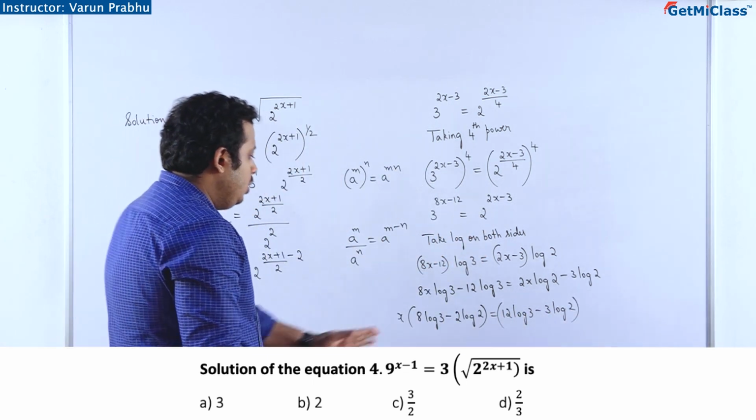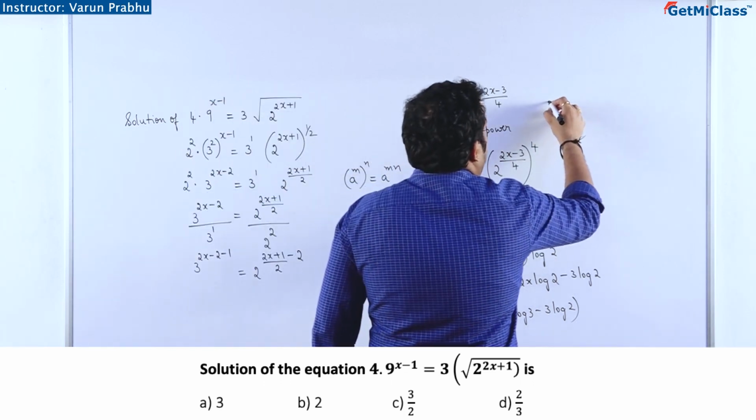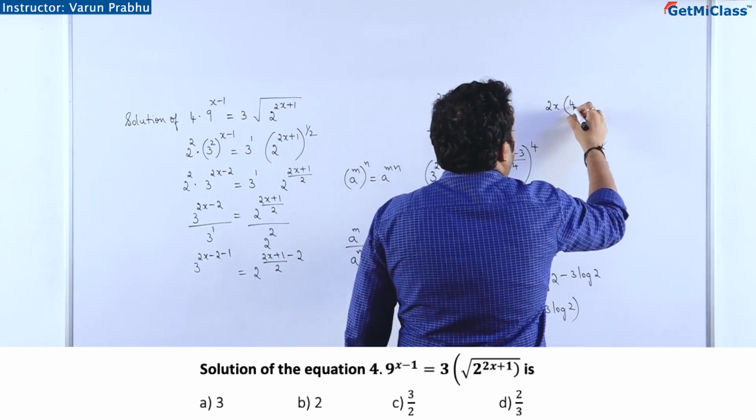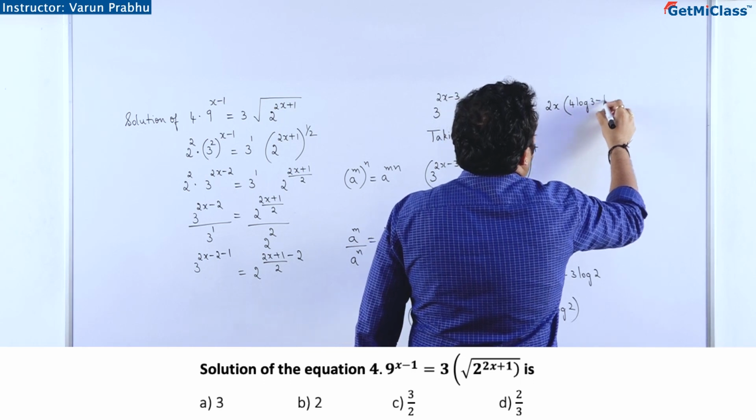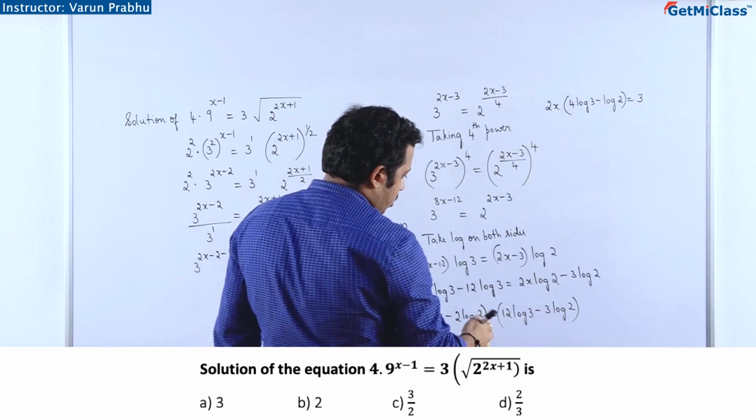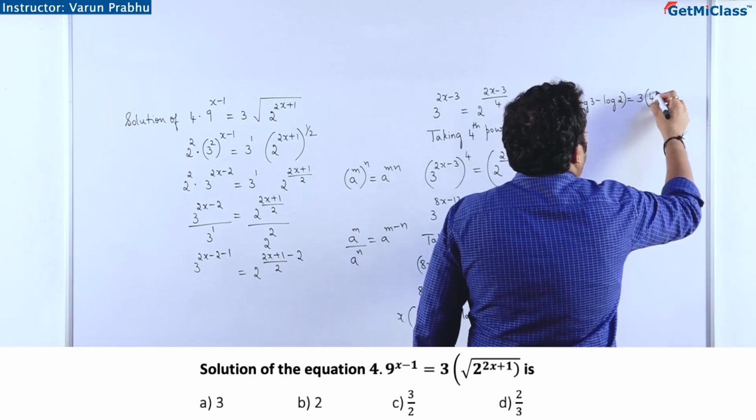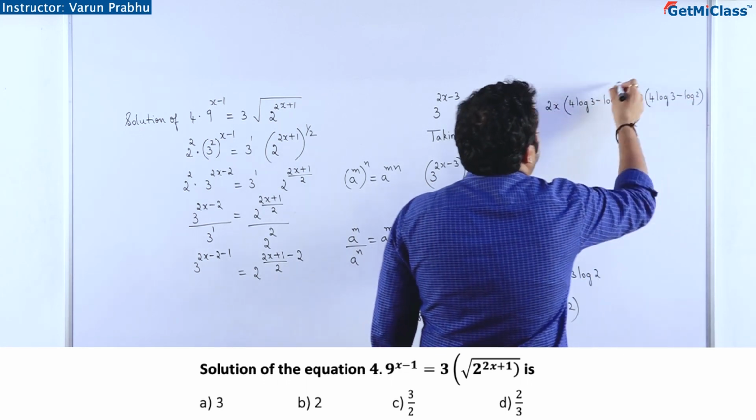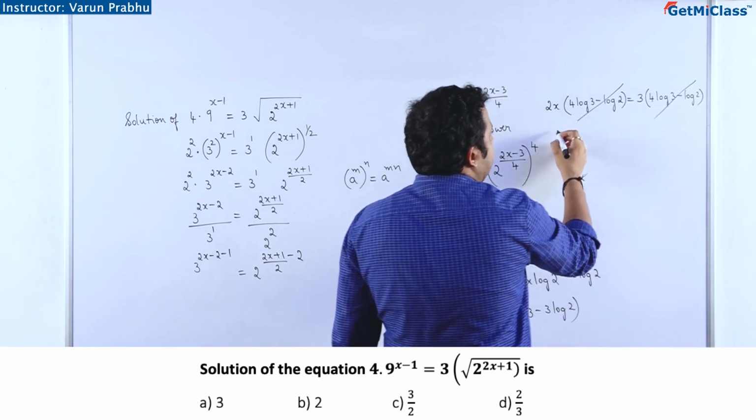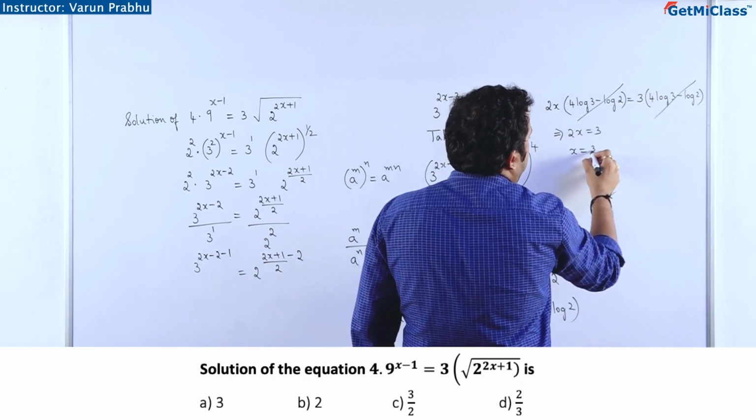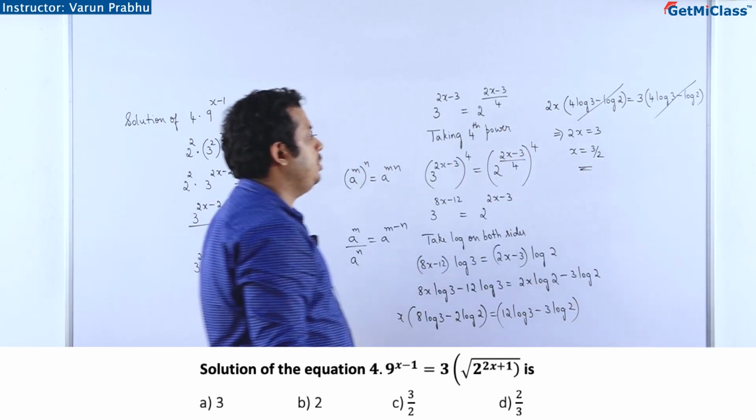So if you take out 2 common, 2x into (4 log 3 minus log 2), that is equal to 3 times, you take out common, (4 log 3 minus log 2). So what will happen? See, 4 log 3 minus log 2 on both sides will get cancelled. This implies 2x is equal to 3, so x is equal to 3 by 2. This is an important question. Solution.